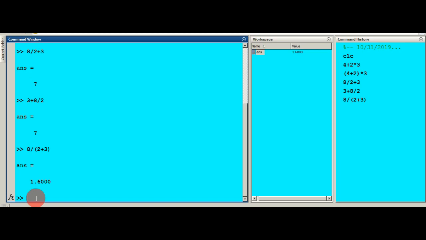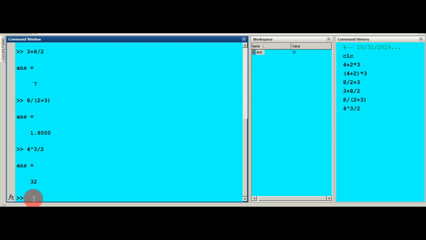Okay, now when you have a problem with powers and division, this is your problem: 4 raised to the power 3 by 2. So what is going to happen? 4 raised to the power 3 is going to be executed first. 4 raised to the power 3 is 64. Then 64 is divided by 2, right? So definitely you are going to get 32 as your answer. Yes, 32 is your answer.